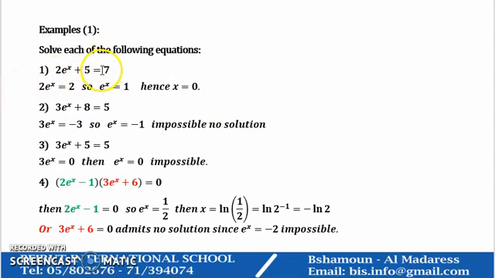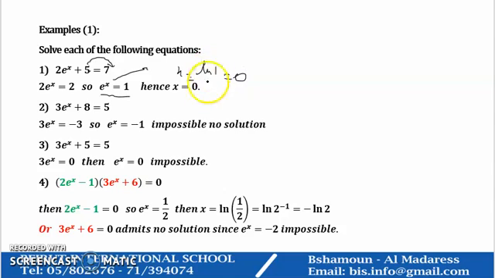Examples. Solve the following equations. Now, I have 2e^x + 5 = 7. What I'm going to do, first of all, we take 5 to the second part. We obtain 2e^x = 2. Then I can deduce that e^x = 1. This is not enough. I need to determine the value of x. Then x = ln 1, which is 0.